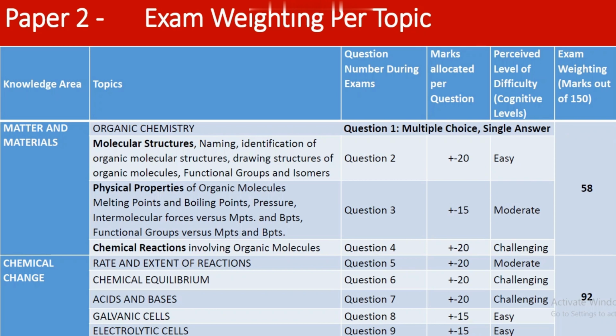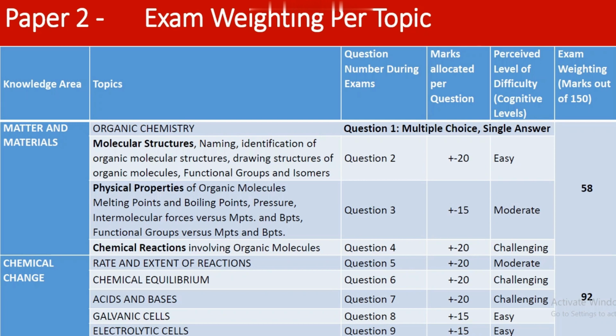And then the easiest ones are galvanic cells and electrolytic cells. The main thing here, you just have to know how to identify a galvanic cell and how to identify an electrolytic cell, then the rest follows. Again, we're going to look at some specific examples on these 2 topics, but otherwise they are considered to be easy topics, plus minus 15 marks each.